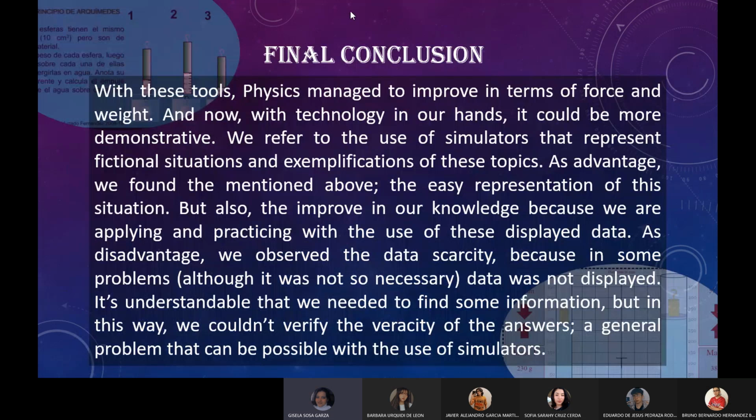And lastly, we have our final conclusion. With these tools, physics managed to improve in terms of force and weight. And now, with technology in our hands, it could be more demonstrative. We refer to the use of simulators that represent fictional situations and exemplify these topics.